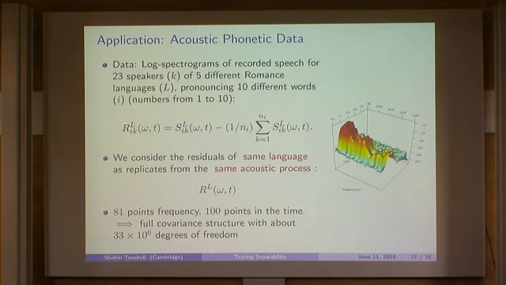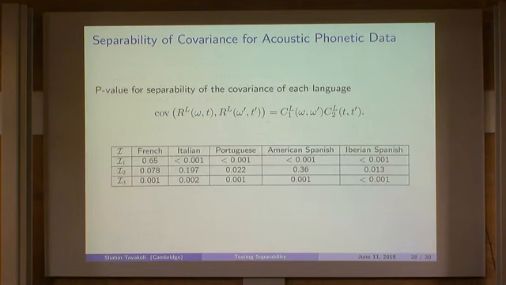I assume these are replicates of a process that depends only on the language. The resolution of the spectrogram is 81 points in frequency and 100 points in time, so the full covariance has about 10^6, that's 1 million degrees of freedom. And your sample size here is 23. So you forget about estimating your full covariance.